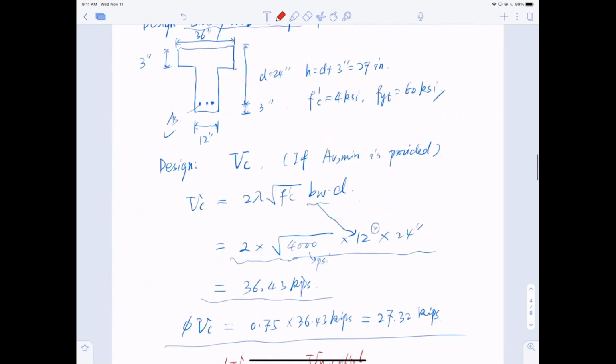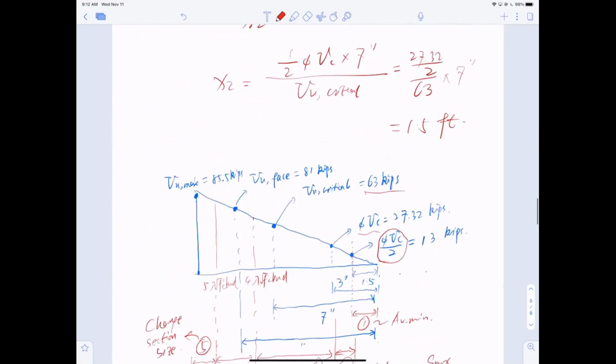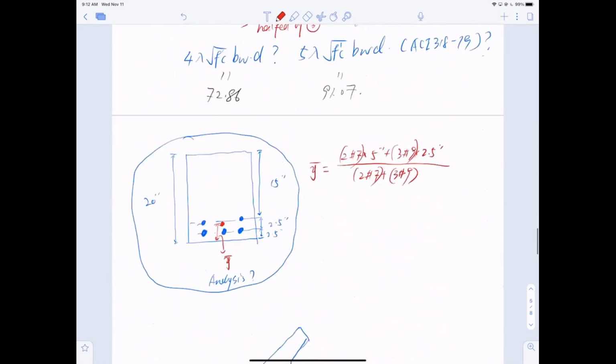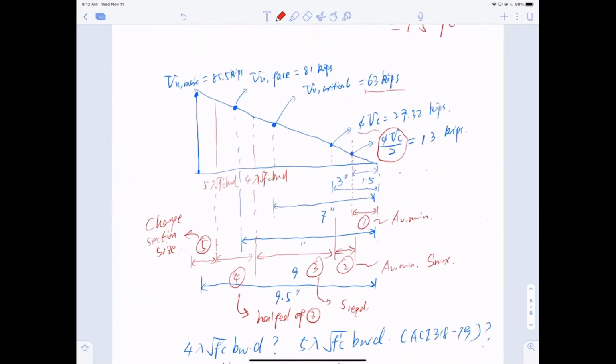Then we showed you how to compute, if the Av min is provided, that means if the minimum shear reinforcement is provided, we ask you to compute the Vc and the Vs. This is how we showed you before. If you forgot about it, go back and review all these notes. Now you see there are a lot of critical sections, and I mentioned that you might have to design for different spacings.